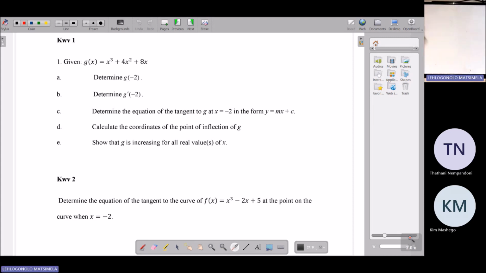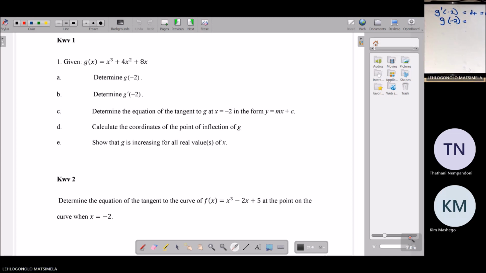I don't remember the value. But when we substitute now, when we substitute gx, the first derivative of this equation, we substituted -2, we got gradient is equals to 4, or m is equals to 4. Or when the equation equals to 4 in that way, it means it's our gradient.